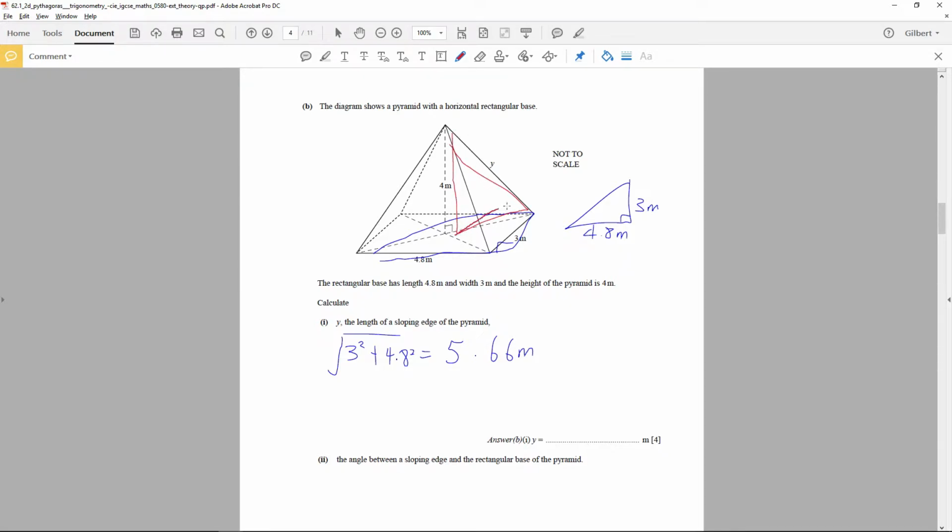Half of this, which is 5.66 of the whole thing, 5.66 divided by 2 would be the base of your new triangle. Okay, 5.66 divided by 2 is going to be 2.83 meters.